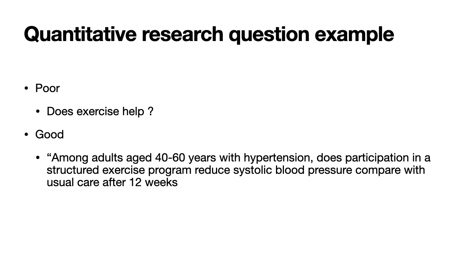Compare these examples. Does exercise help? Help with what? For whom? The improved question is: among adults aged 40 to 60 years old with hypertension, does participation in a structured exercise program reduce systolic blood pressure compared with usual care after 12 weeks? Specificity improves research quality.